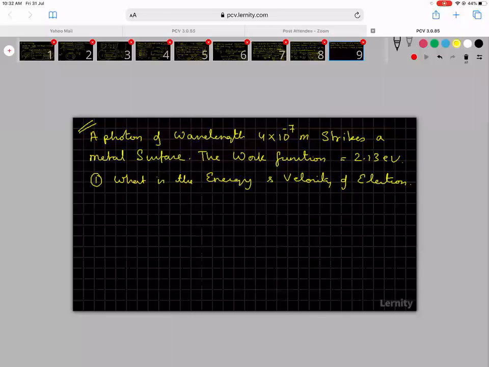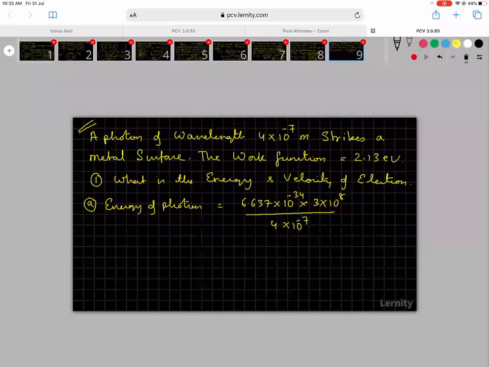Okay. So how do we go ahead with this? The way we can go ahead is first find out the energy of the photon. So that will give you 6.637 into 10 power minus 34 into 3 into 10 power 8 by lambda, 4 into 10 power minus 7. When I simplify this, it will work out to be 6.637 into 3 by 4 into 10 power, this goes 15. So 10 power minus 19 joules.